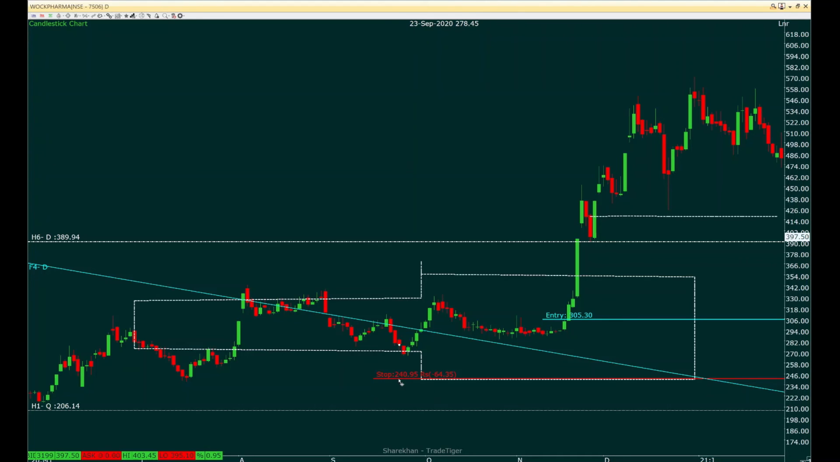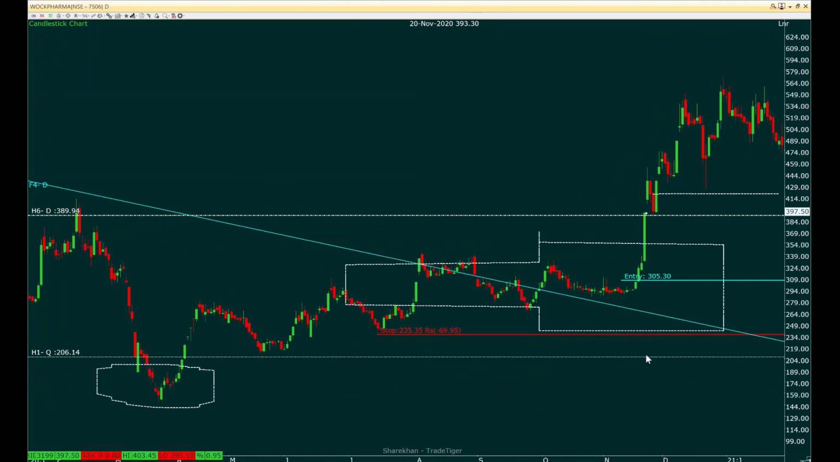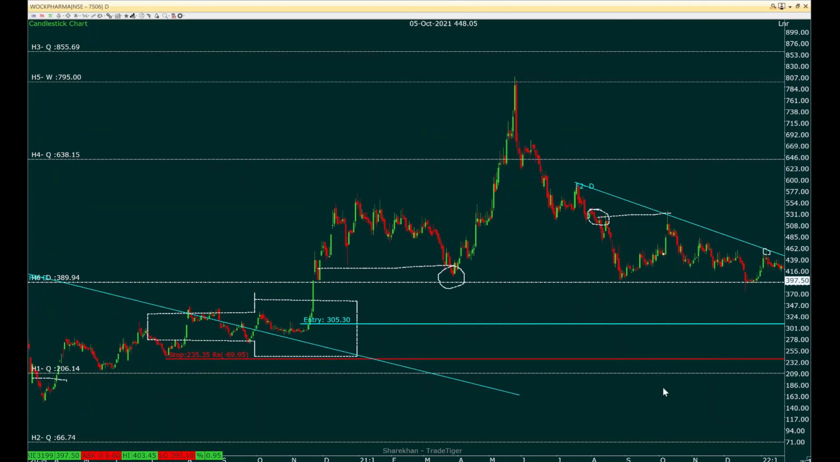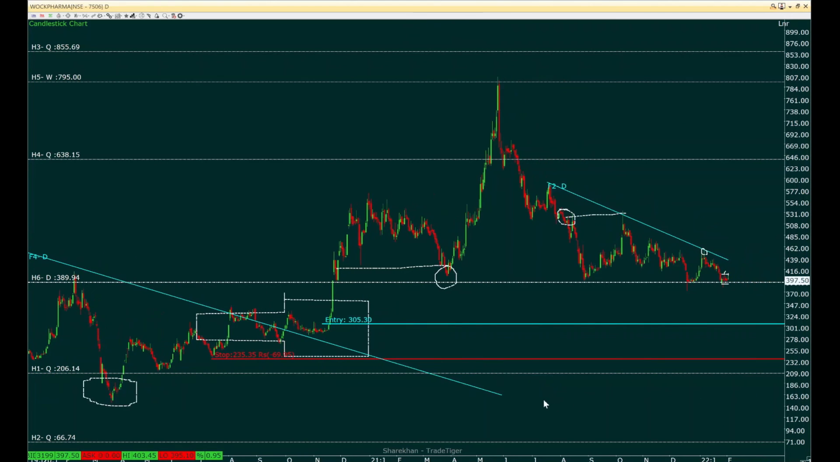So what we are trying to do here is that, because we will be buying a stock which is falling from a very significant level, we need to combine these two levels. With proper risk management, 69 rupees or 70 rupees risk is not a very big risk that you'll be taking. But if you have a proper sizing of your trade, then you can easily achieve a good target. So what will be our target here?